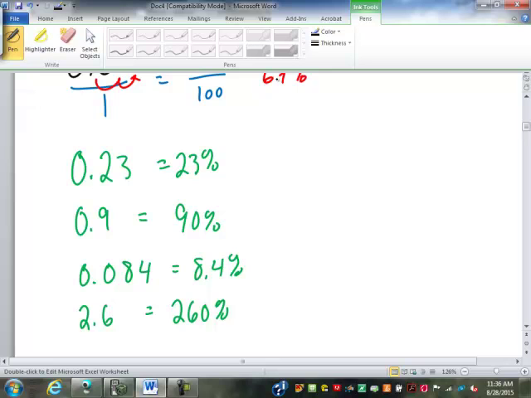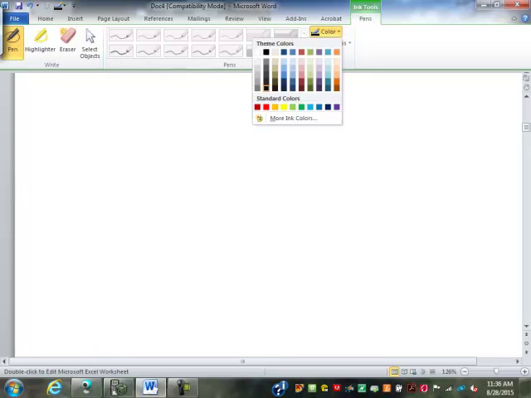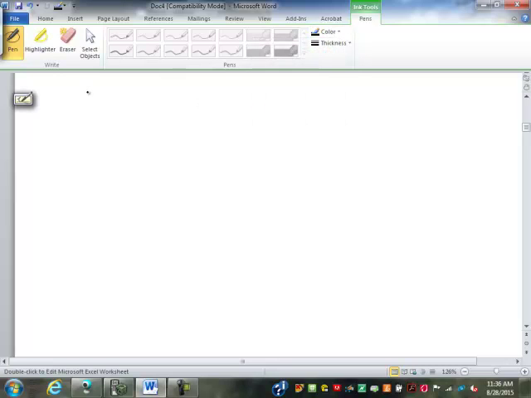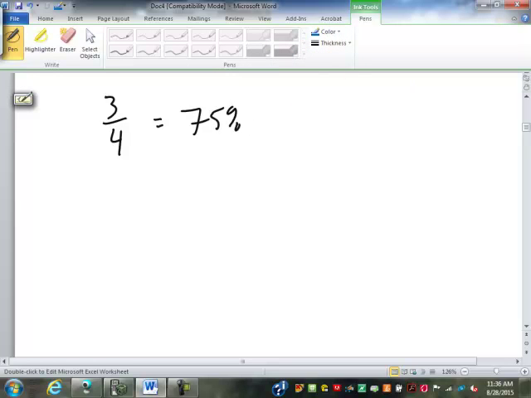Okay, so we can very quickly change from a percent to a decimal, or decimal to percent, by moving the decimal point, because we're either multiplying or dividing by 100. Going from a fraction back into a percent can be a little bit longer process. Let's start with one that most people know right off the top of their head. 3/4 is what percent? 75%.